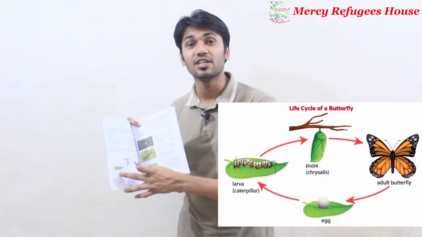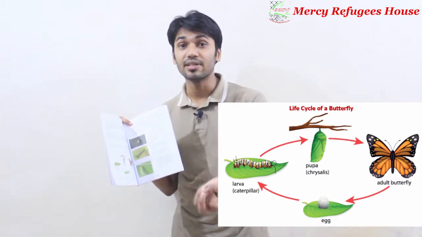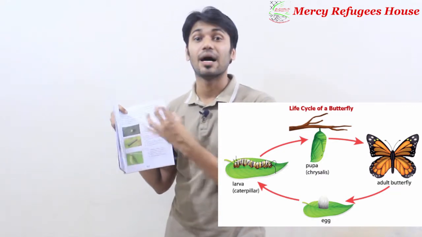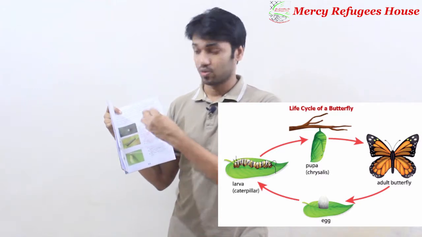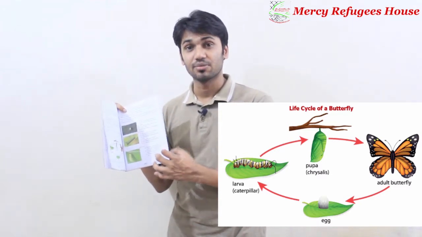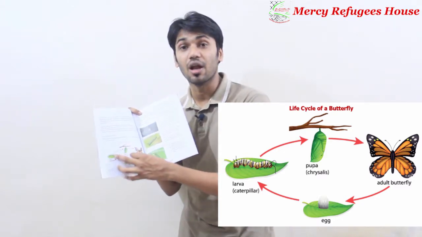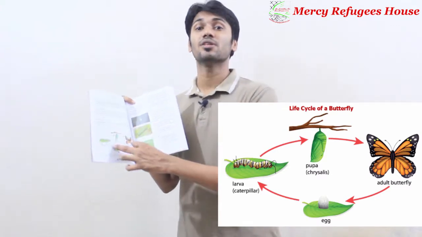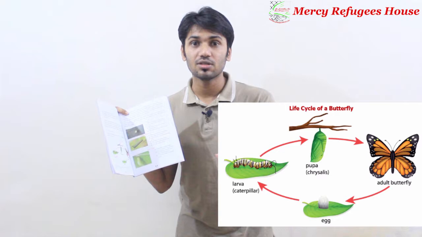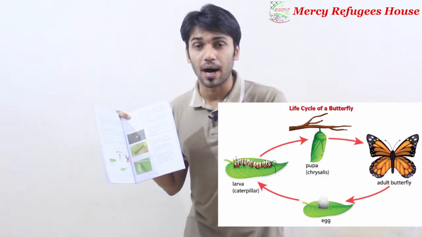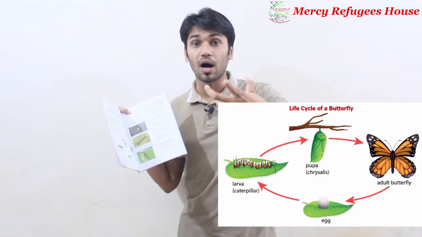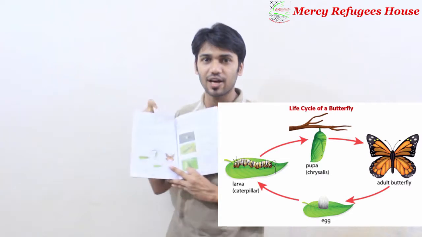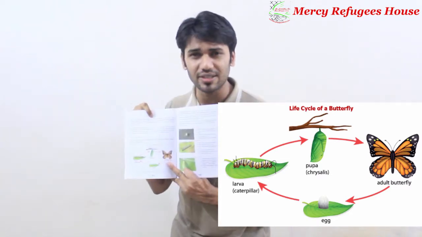This larva eats green leaves. We will know about them a bit more in the later pages, but first give them the idea. It becomes larva, and the larva becomes pupa. What does it become? It becomes pupa. Now the pupa becomes a butterfly, a beautiful butterfly.